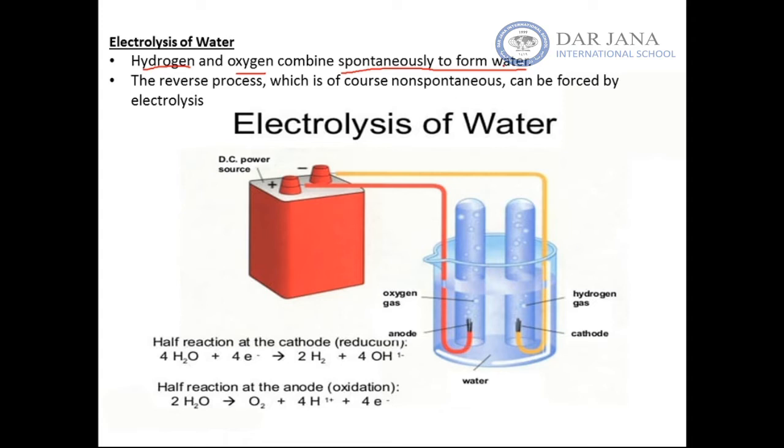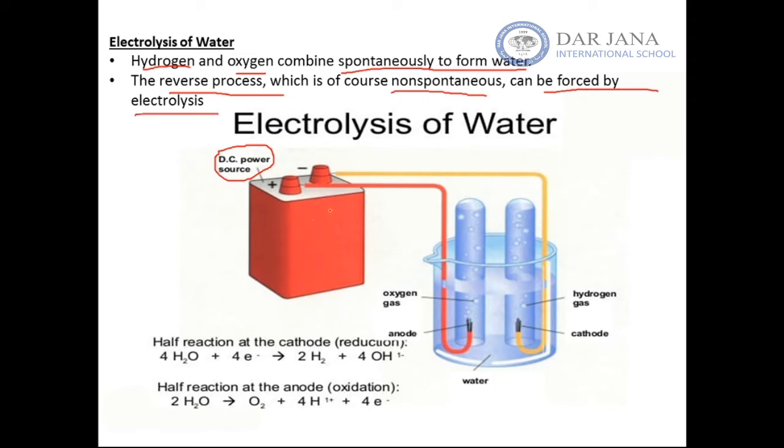So if you want to make the opposite reaction, it will be a non-spontaneous reaction. So we are going to use an external force, which in this case is the DC power source. This is used to break down the water into the two gases, which are the hydrogen and the oxygen gases. So the reverse process is non-spontaneous and is forced by electrolysis.